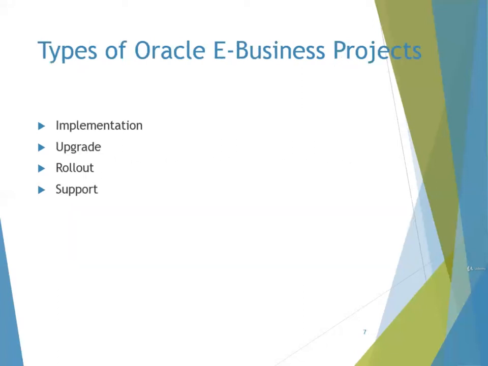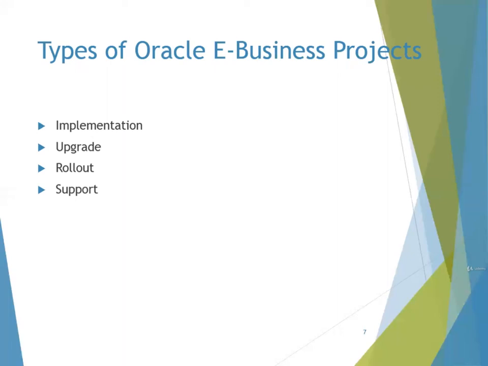So types of e-business projects. Generally, we come across 4 types of e-business projects: implementation, upgrade, rollout, and support. Out of these 4 projects, my favorite is always implementation, and of course upgrade also. I worked in all these kinds of projects: implementation, upgrade, rollout, and support. But what is the difference?